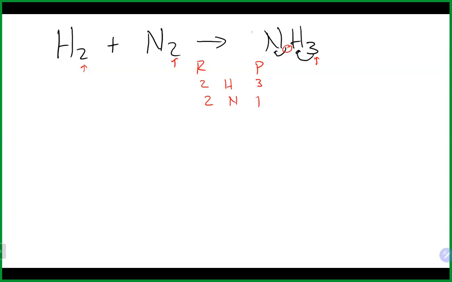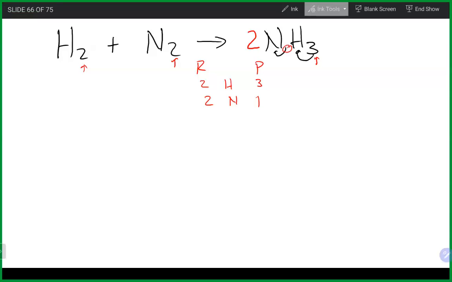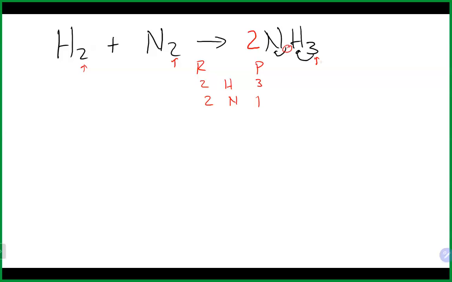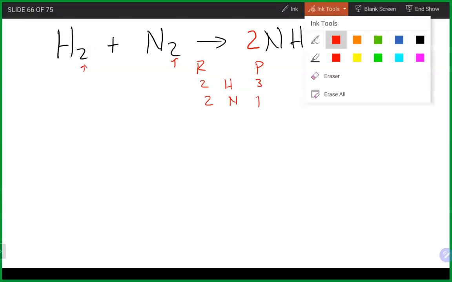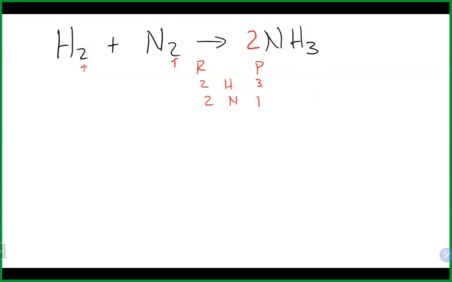We could put a 2 in front of it. And when we put a 2 in front of it, that 2 does go for everybody that's behind it, right? So you do have to distribute that 2 to everybody back there. So that means that in terms of hydrogen, we now have 6. And in terms of nitrogen, we have 2 at that point, right? So now we have the nitrogen balanced. What's left is the hydrogen.